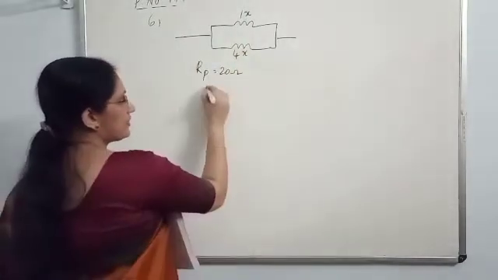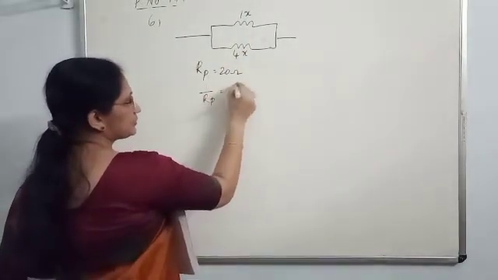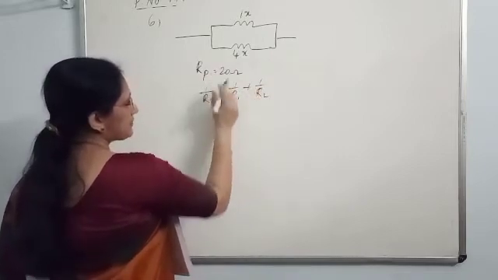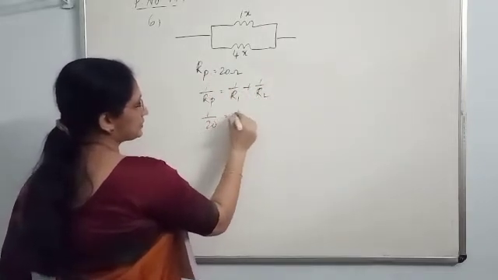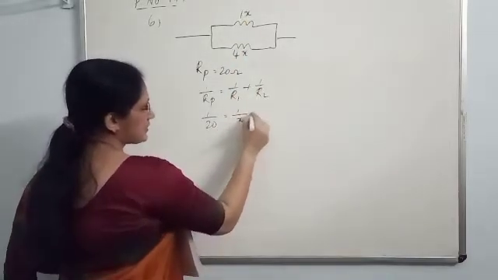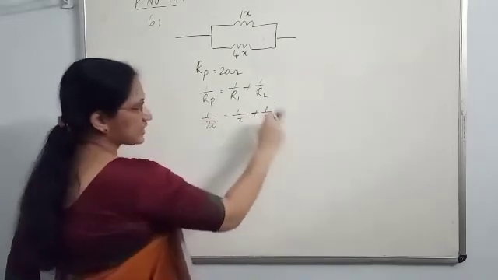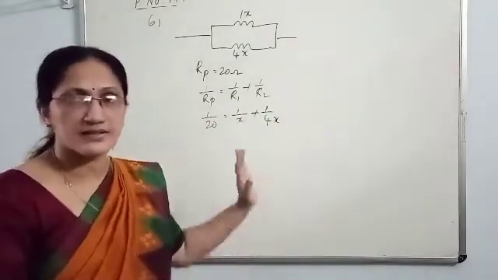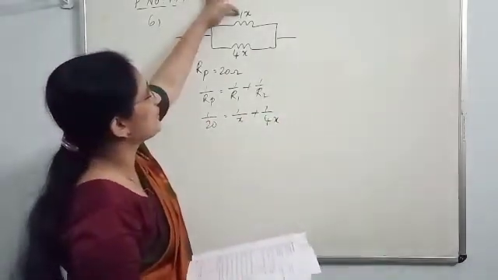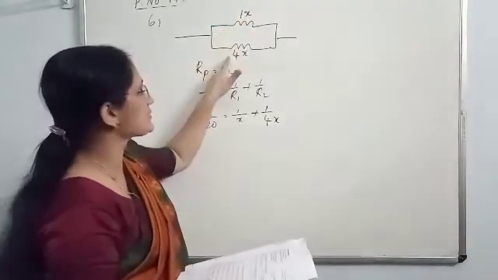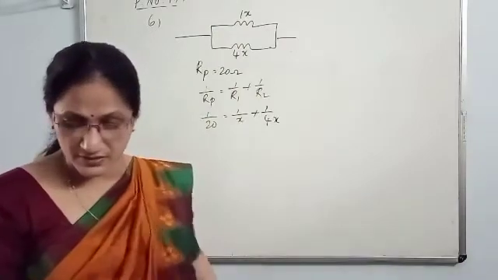Use the formula 1 by Rp is equal to 1 by R1 plus 1 by R2. Rp is given, 1 by 20 is equal to 1 by 1x plus 1 by 4x. Solve this equation, get the value of x, then you find out what is the resistance of these two resistors. This is 1x, this is 4x. These are the resistors.